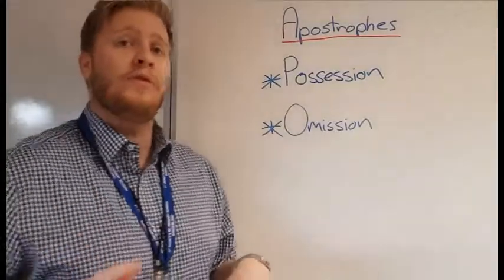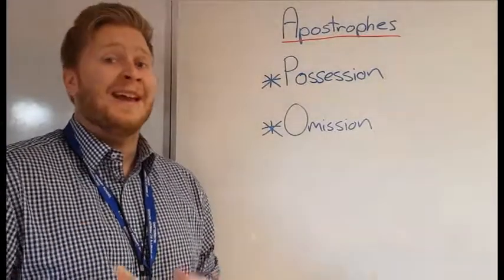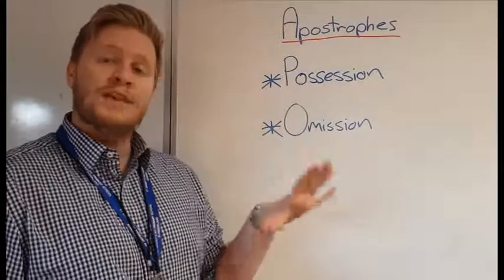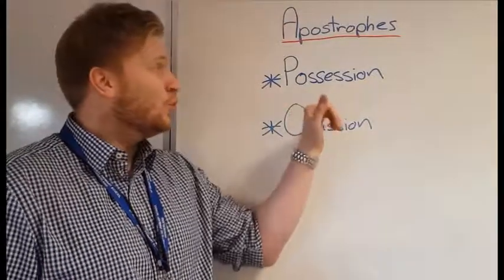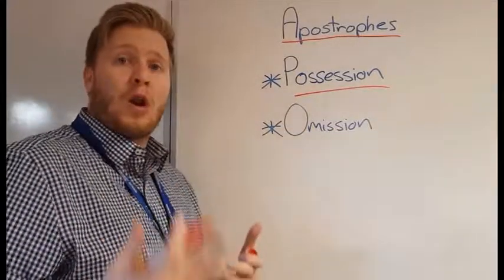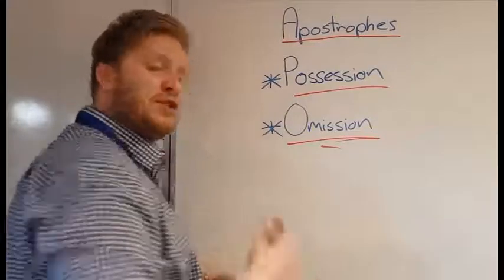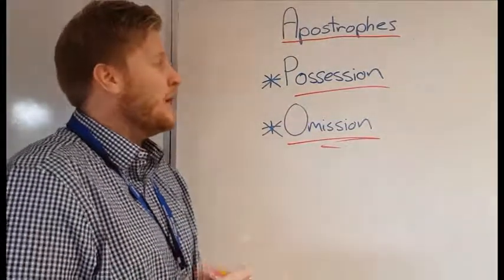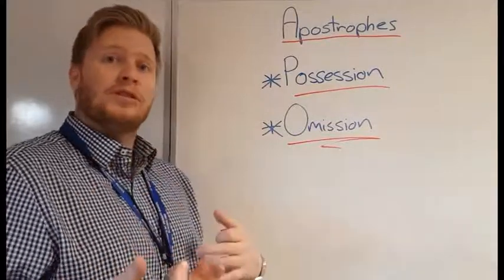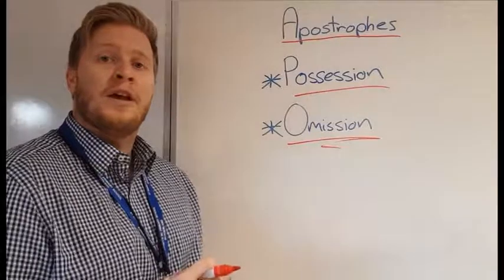As a general rule of thumb, there are two main reasons that we use an apostrophe. With most rules in English there are exceptions, we will look at them, but the reasons we use an apostrophe are to show possession, so to show that something belongs to someone or something, and for omission, okay? Omission means when we leave something out, so we use an apostrophe when we leave something out. Let's look at these a little bit more in depth. First, let's look at how we use it for possession.